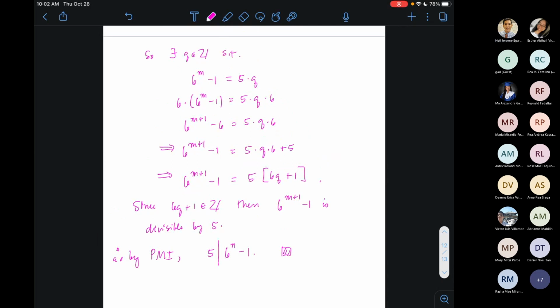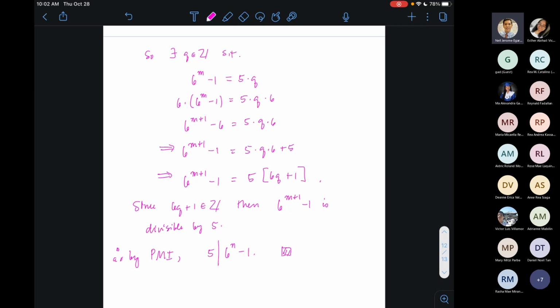Okay? And you will see the utility of PMI as we go along. So yeah. All right, so I think this is a good place to stop. Medyo overtime na nga lang, but I see some raised hands here.